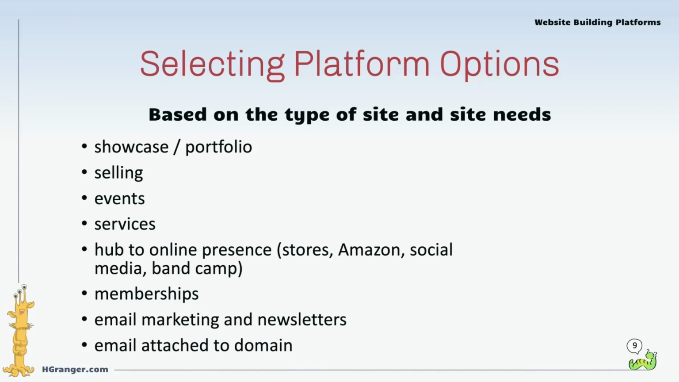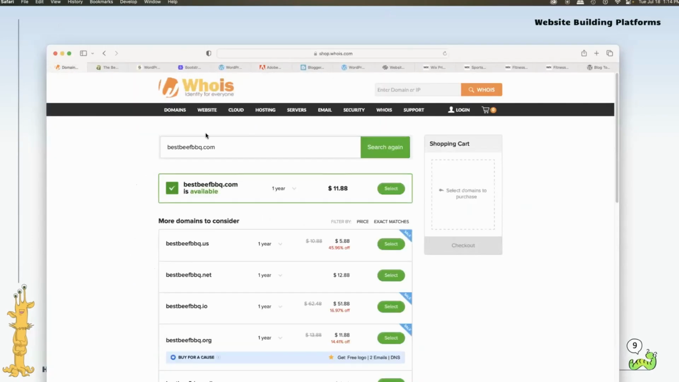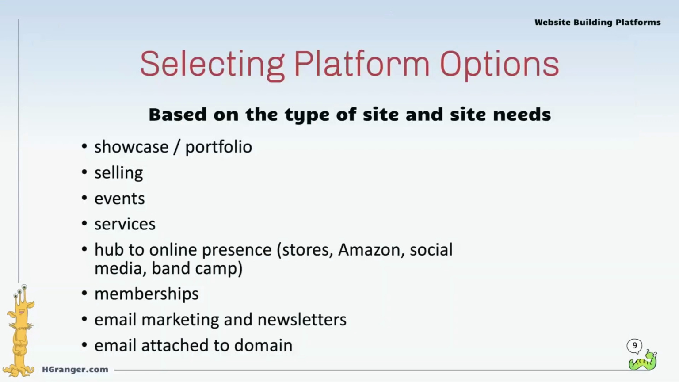And then lastly, you may very well want to have your own email attached to your domain. So if you've created beefbarbecue.com and you want to be benny@beefbarbecue.com for your email, you'll want to make sure your platform makes that available to you, or makes it easy for you to do, or that you understand how to do it. So those are your basic options.